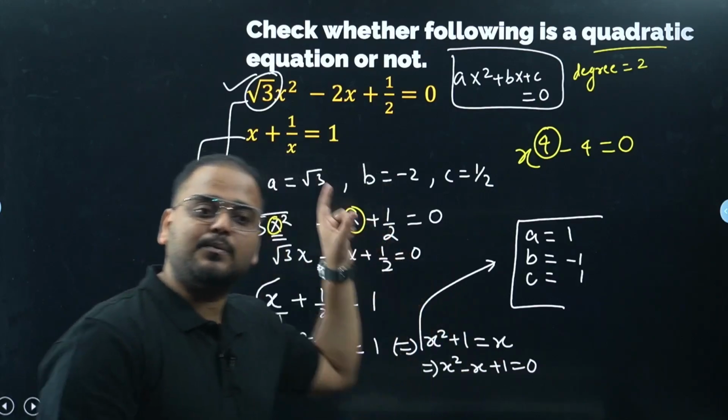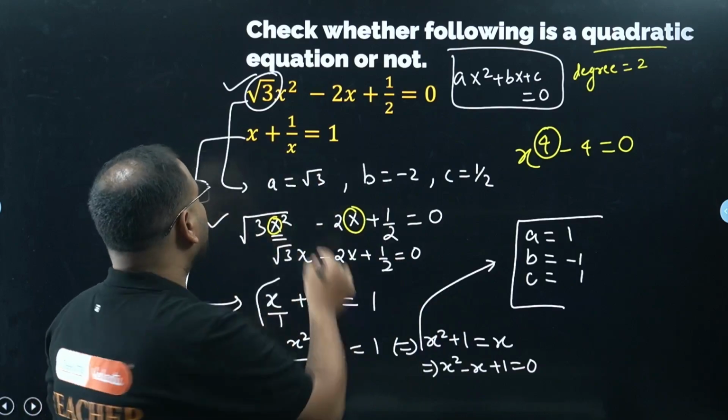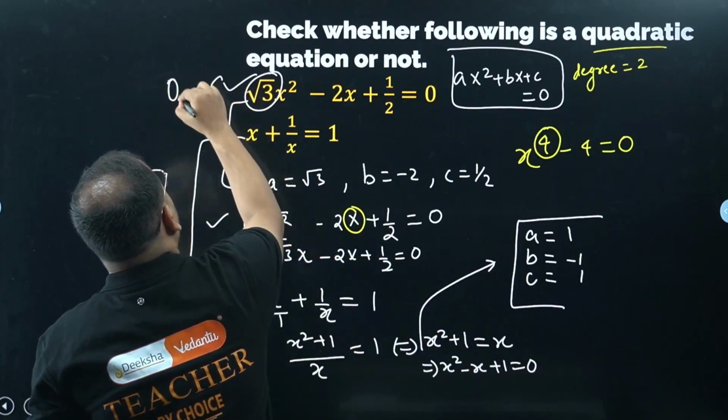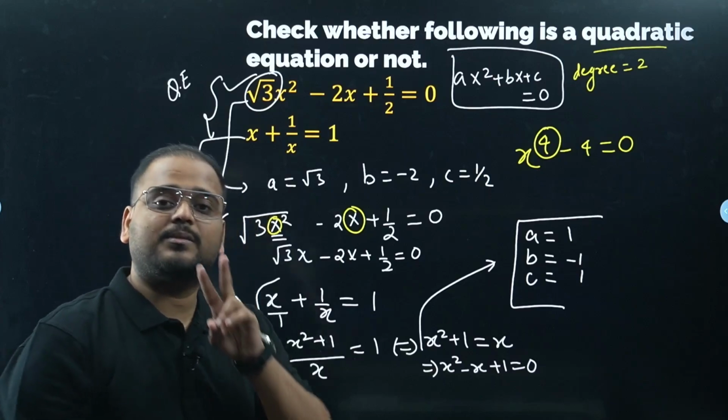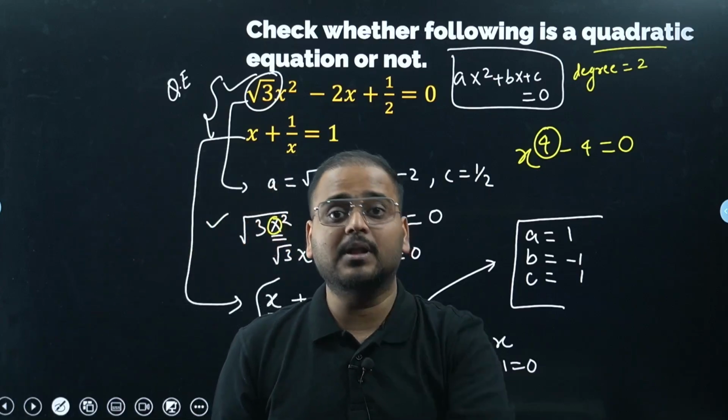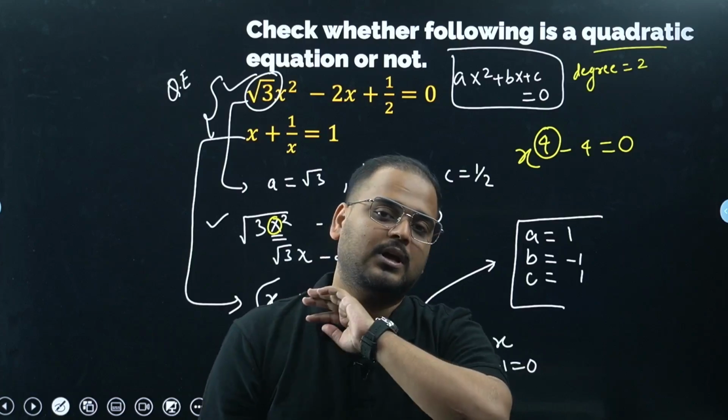So both the examples I took are actually quadratic. I hope this is clear. What is the necessary condition? Only one variable and degree must be 2. That's all.